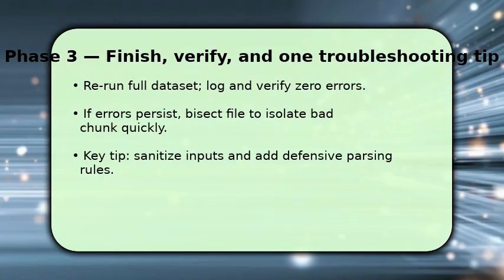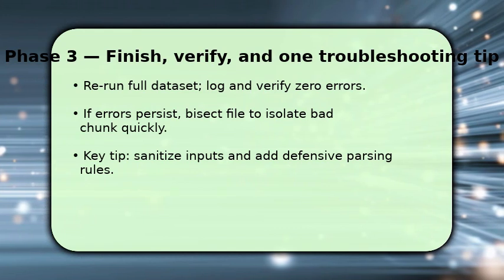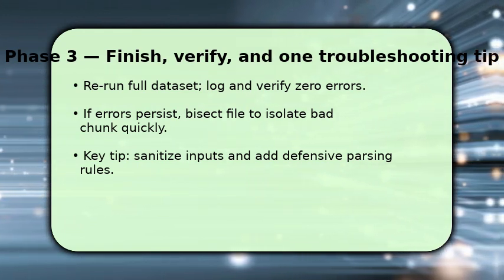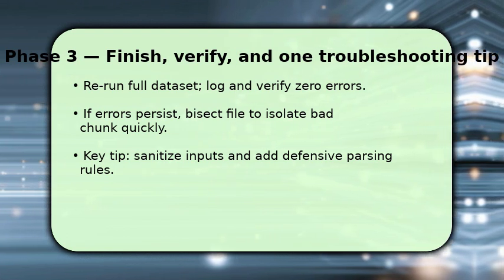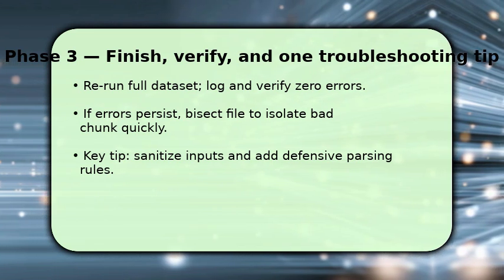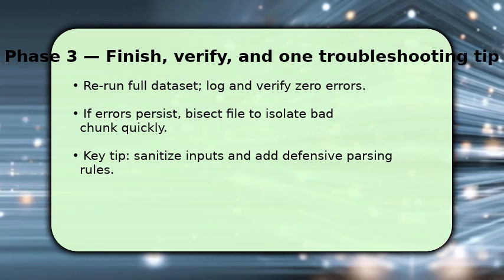After fixing the root cause in the minimal sample, run the full dataset to confirm the issue is resolved. Make sure logs show 0 errors and spot check outputs. If errors persist, bisect the file, split it in halves and test each half to find the bad chunk fast.